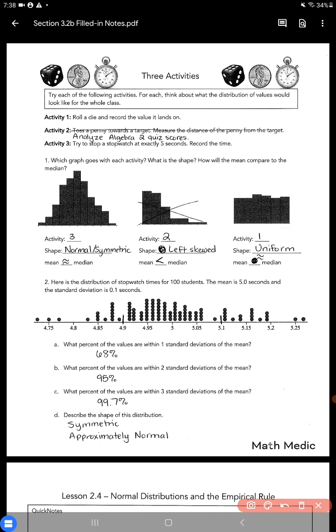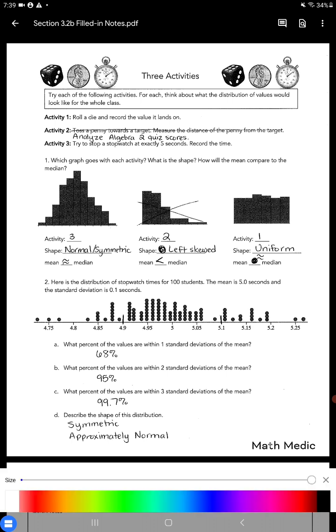So here's what those two rules help us with. The empirical rule says this: if you have a symmetric, bell-shaped graph, you have what is called the 68, 95, 99.7 rule. So if you see a bell shape, 68% of people will fall within one standard deviation of your mean. 95% of people will fall within two standard deviations of the mean. And 99.7% of people will fall roughly within 3 standard deviations of the mean.